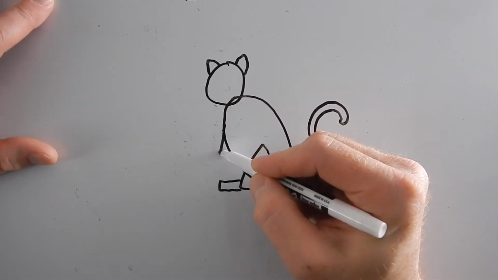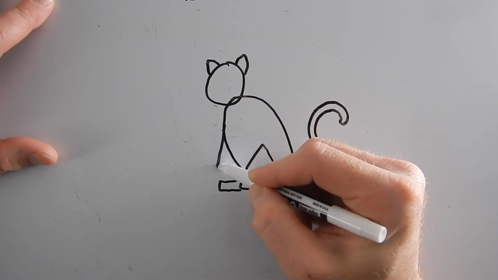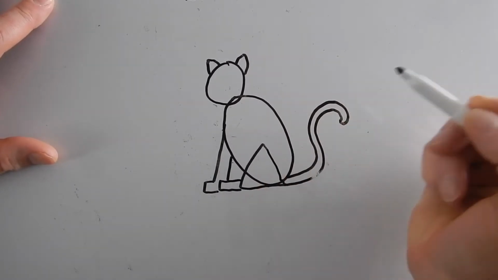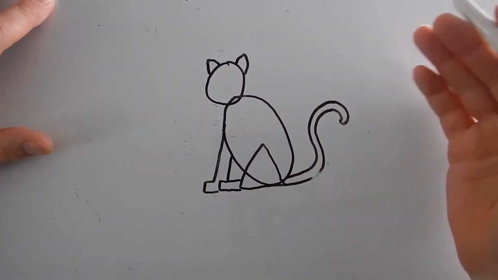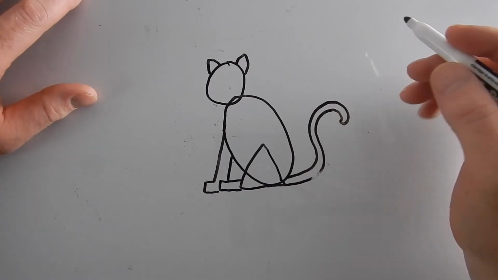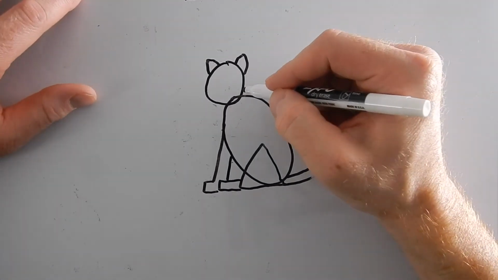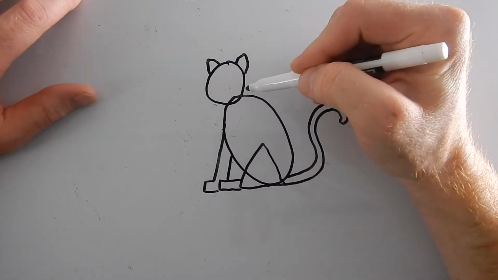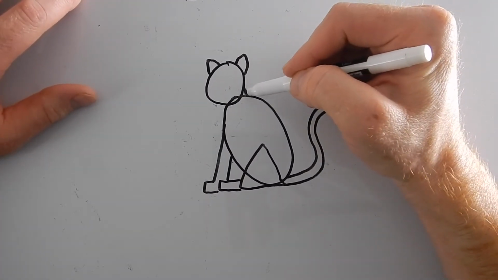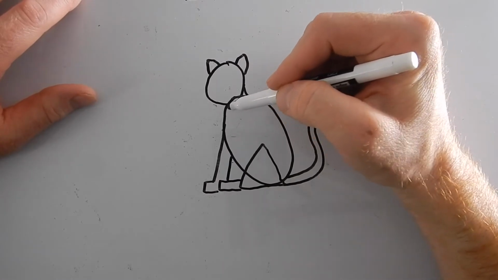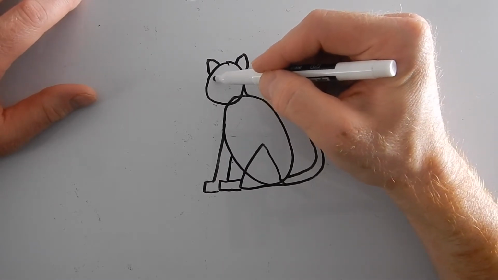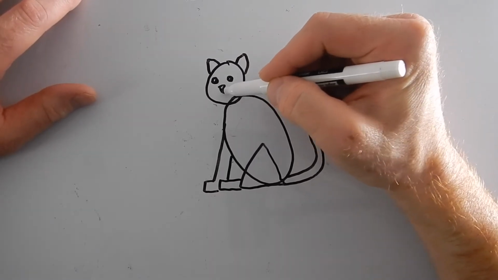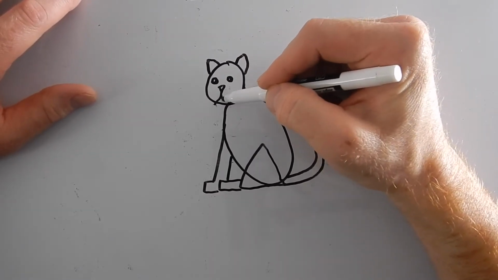Next, I know that my cat's going to have its front legs come down. Alright, so this is a pretty basic cat, but see, I'm able to do a lot more with it from here. I'm going to try to do this without erasing. I might accidentally rub some of it off, but let's see what I can do. Circles for the eyes, triangle for the nose, mouth comes down.